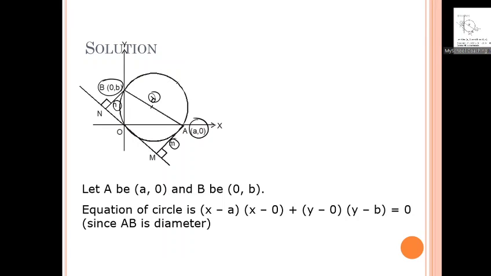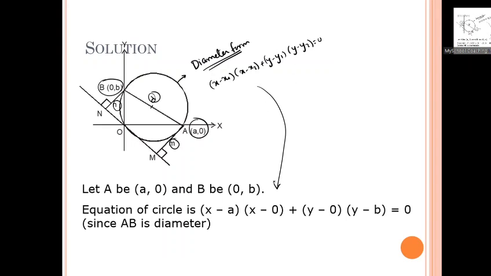What is the equation of the circle? Do you remember the diameter form of a circle? (x minus x1)(x minus x2) plus (y minus y1)(y minus y2) equal to 0. So can we get this diametric form? This is the equation of the circle. Clear? Here x1 is a, x2 is 0, y1 is 0, y2 is b.